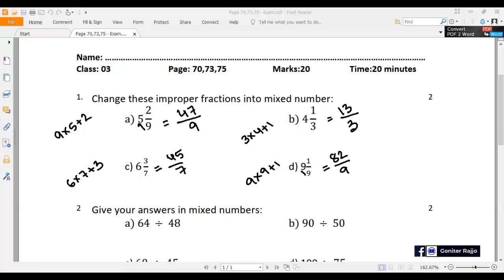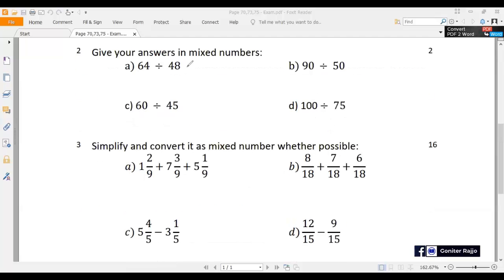Number 2 says, give your answers in mixed number. So at first, this is given in division form. So from this division form, we can write it in fraction form. Okay, 64 by 48. Now we can easily convert this one into lowest term. So 64 and 48 both can be divisible by 8. Okay, so 8 eights are 64, 6 eights are 48.